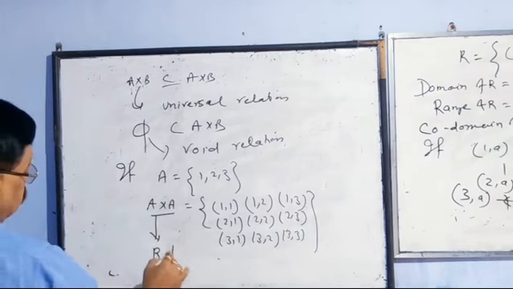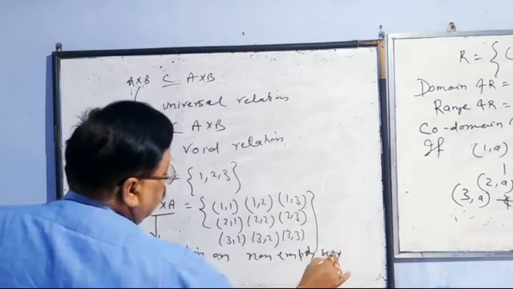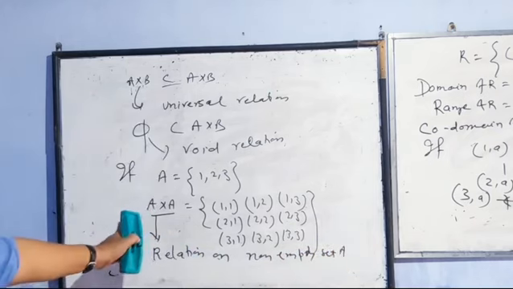Relation on a non-empty set A. So this is called a binary relation. Any subset of A cross A is also a relation.